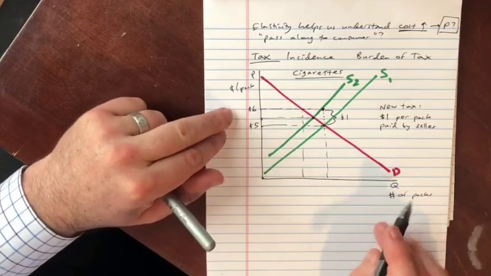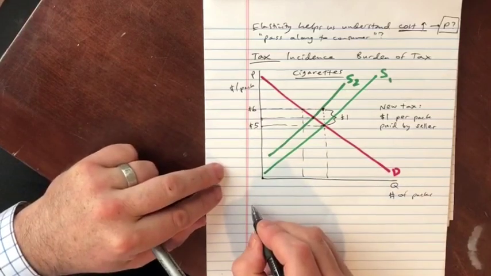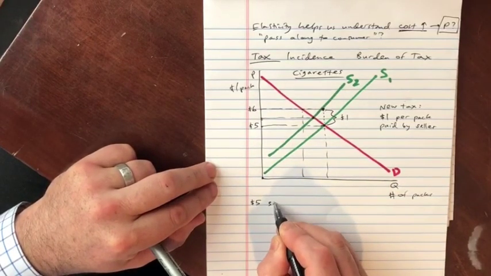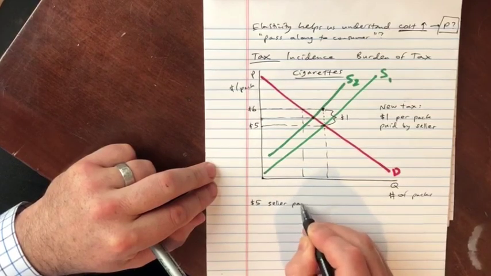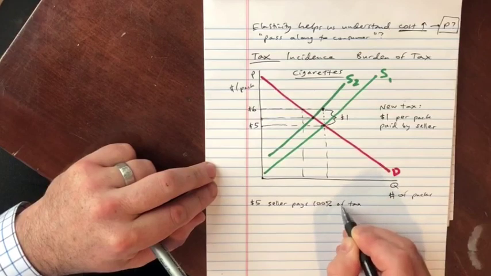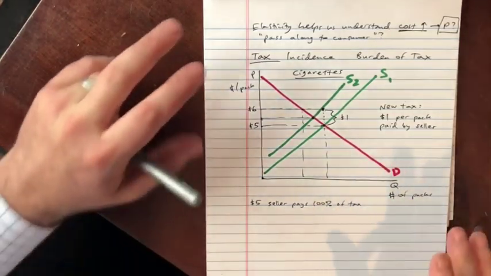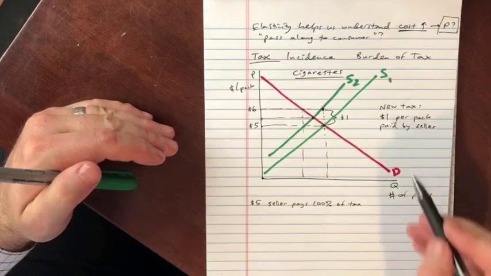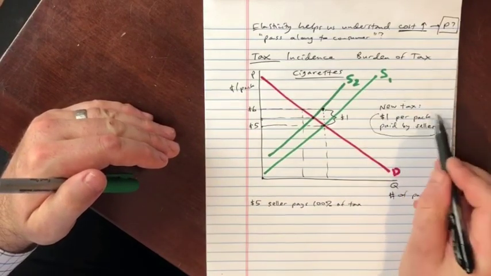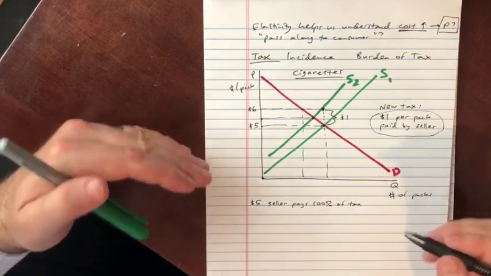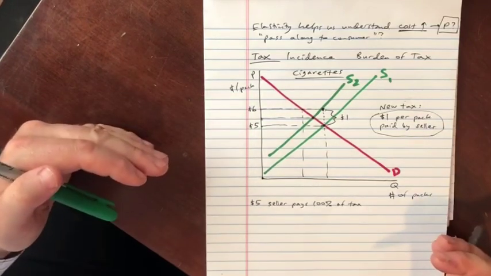So these two prices are important, right? So $5, what this means is the seller pays 100% of the tax, right? Meaning if the price was to stay at $5, but now there's this new $1 per pack tax paid by the seller, the seller is paying all of that.